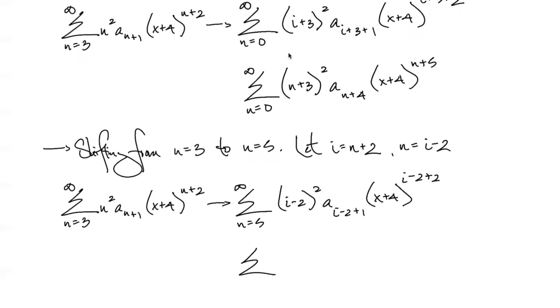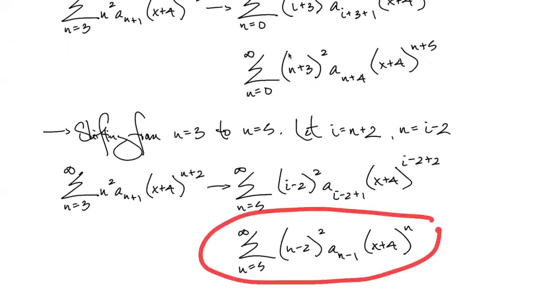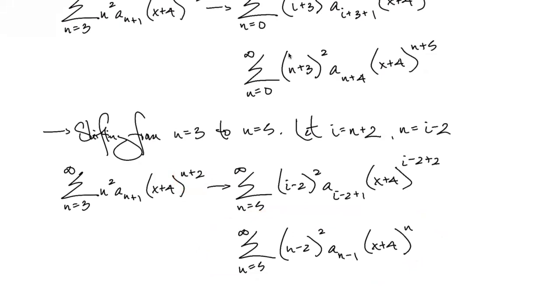And if we clean that up, we get n equals 5 to infinity, n minus 2 squared, a sub, let's see, negative 1 plus 2 is n minus 1, x plus 4 to the n. And so when we shift up, we notice that we don't have that plus 2 anymore because we moved everything up by 2. And that meant that our a sub n plus 1 moved backwards to an a sub n minus 1, and that this n squared became n minus 2 squared.